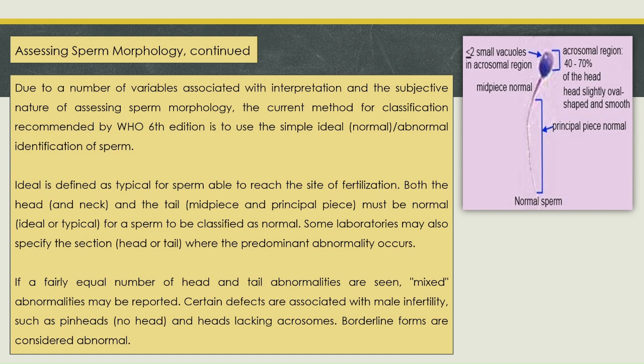Some laboratories may also specify the section, head or tail, where the predominant abnormality occurs. If a fairly equal number of head and tail abnormalities are seen, mixed abnormalities may be reported. Certain defects are associated with male infertility, such as pinheads, no head, and heads lacking acrosomes. Borderline forms are considered abnormal.